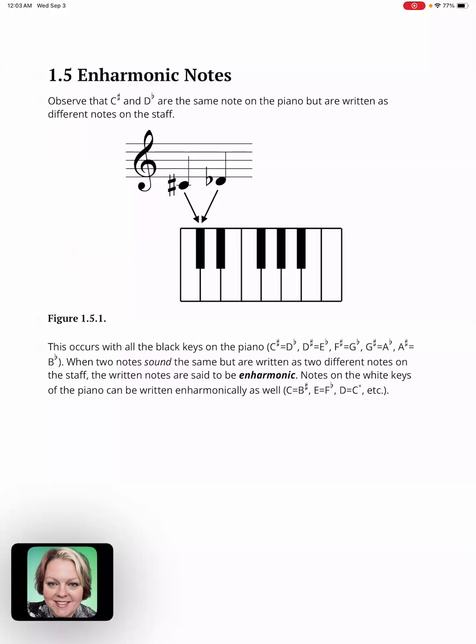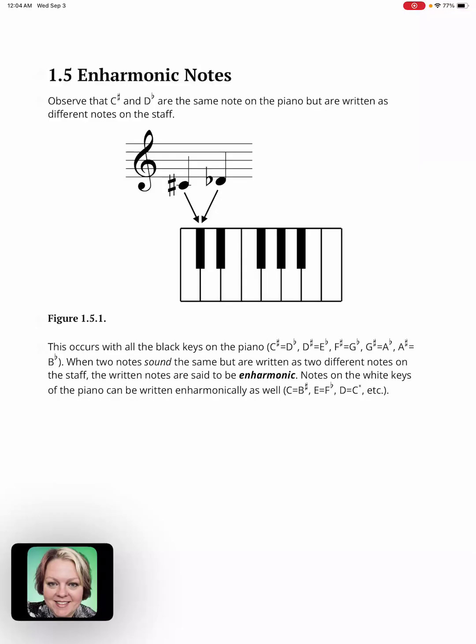What this then means, I don't know if anybody picked up on this yet or not, is that these keys then have two different names. So what it shows you here at the top, written on the staff next to the treble clef, they have written a C sharp. And then right after it, they wrote a D flat. So they look different. They're notated differently on the staff. They end up being the same key on the piano.